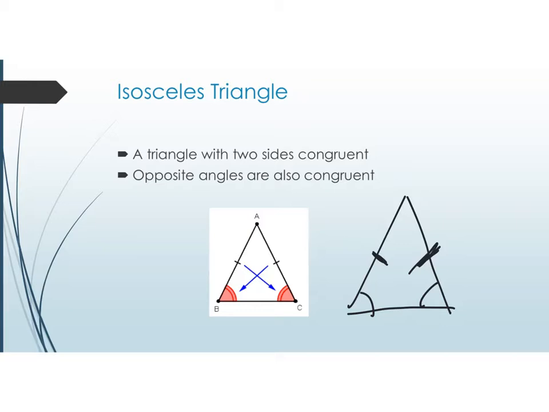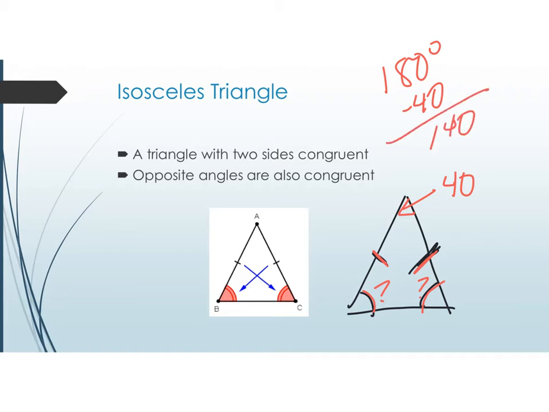So if I were to say to you that the measure of this angle right here is 40 degrees, and I want to know the measure of the other 2, how do you get that? Well, you know, because these 2 sides are equal, their opposite angles are equal. And if a total triangle is always 180 degrees, you can subtract off the 40 we already know, giving us 140, and then divide that by 2, because the other 2 are equal to each other. That makes this one 70 and this one 70.